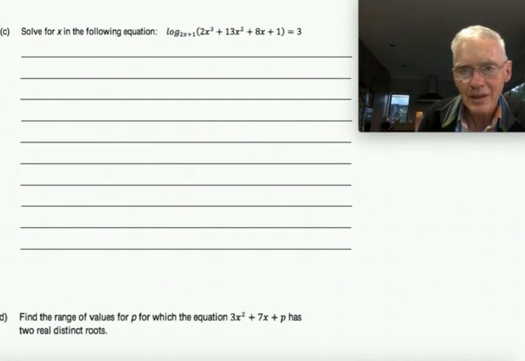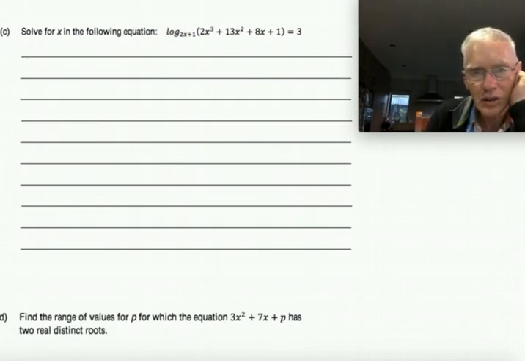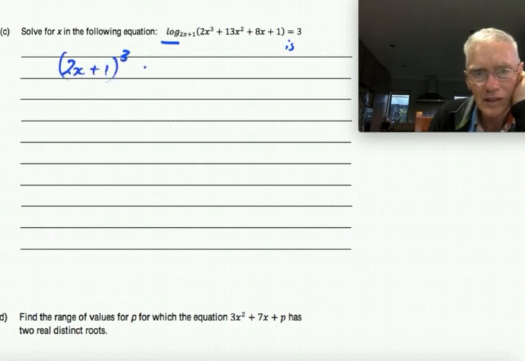The next one, here we've got logs. Remember, logs are powers, so the log, or the power, is 3. So there's the base. So we've got 2x plus 1 to the power of 3 equals 2x cubed plus 13x squared plus 8x plus 1. That's the starting point. Now we're going to just work on the left-hand side only.